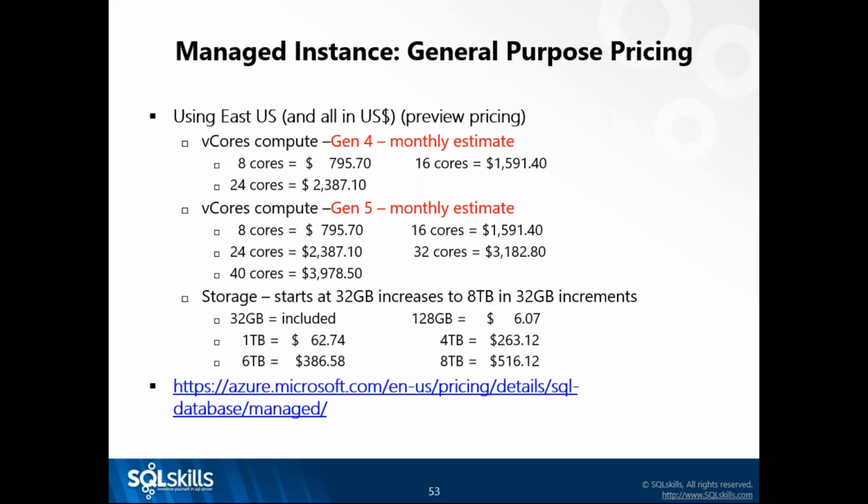So not bad. Plus your standard, your general purpose, you have a non-readable secondary. So all the storage, you have redundancy, and then you have a secondary that's available and it has redundancy. So pretty good for the pricing here. Now, looking at a 24 vCore Gen 4, if you double that, we're less than $5,000 a month for 24 vCore, what was it, 7 gig of RAM or so per, I mean, that's really not bad.